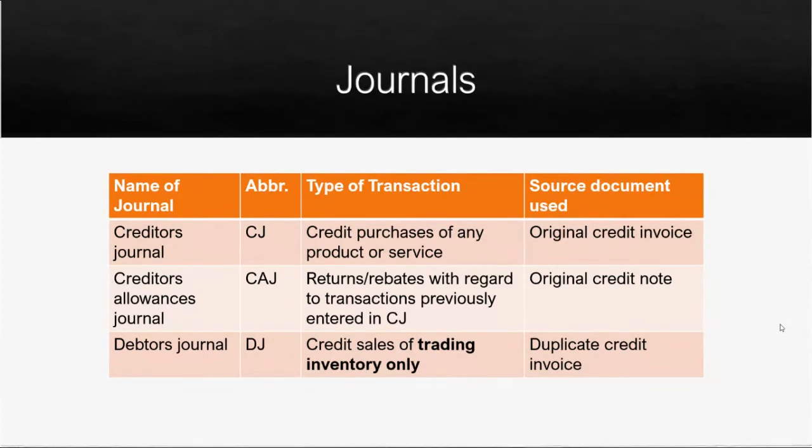Debtors journal, that is my customer. Any credit sales to customers, we only account for the trading inventory information there. So we've got our debtors journal, and that's a DJ, and the type of documentation we receive is a duplicate credit invoice. Okay.